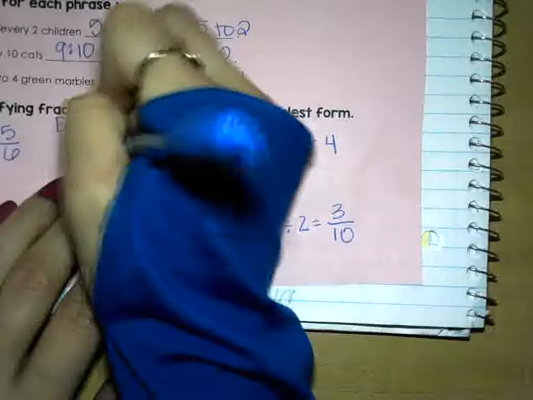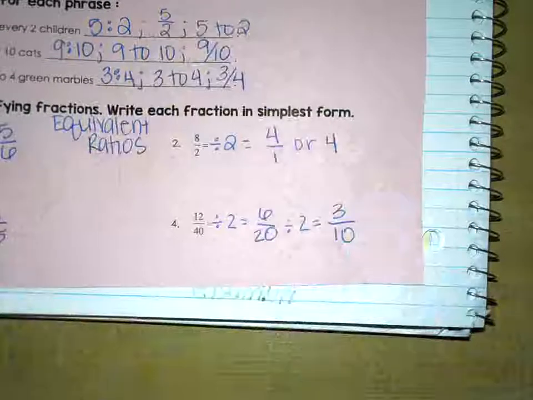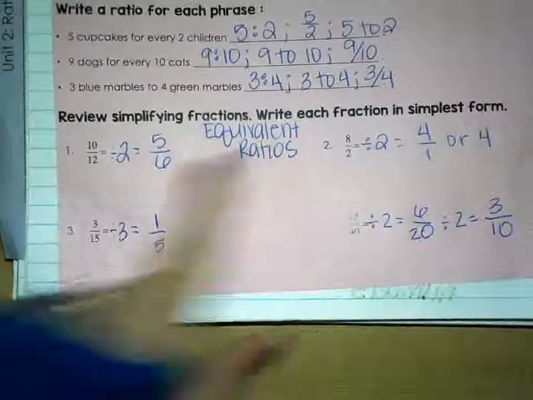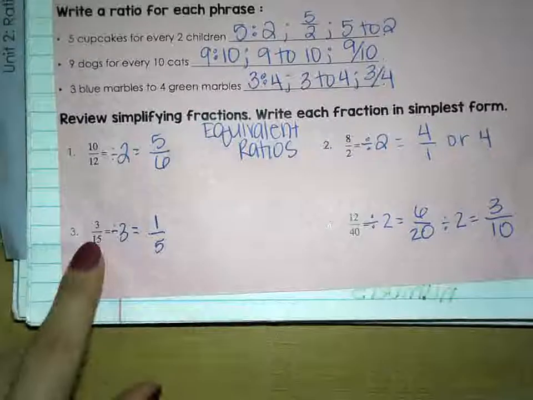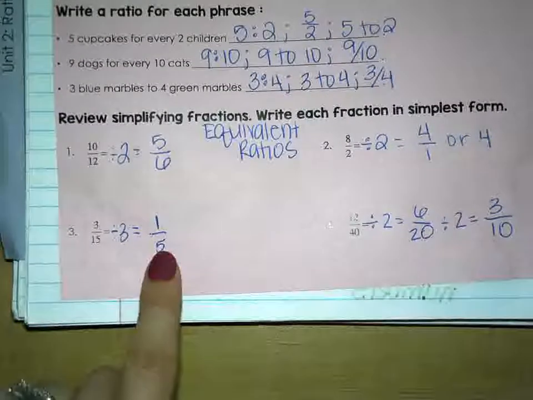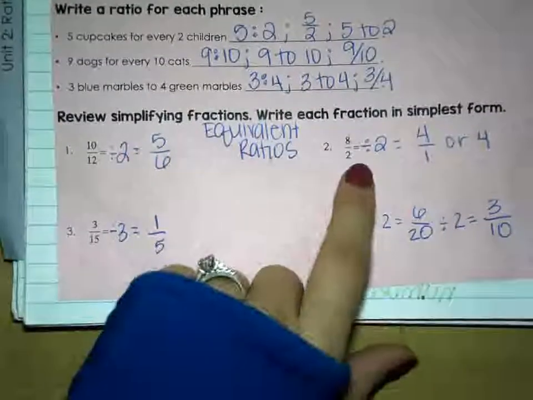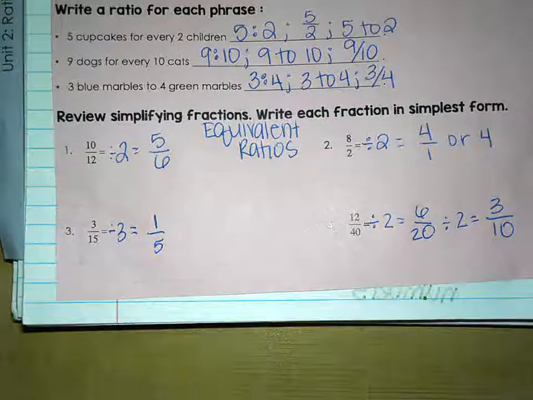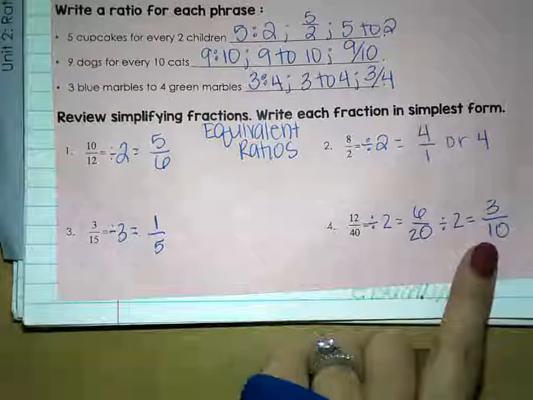Now here's the best part. These are what we call equivalent ratios. 10/12 is equivalent to 5/6. 3/15 is equivalent to 1/5. 8/2 is equivalent to 4. 12/40 is equivalent to 6/20 and 3/10.